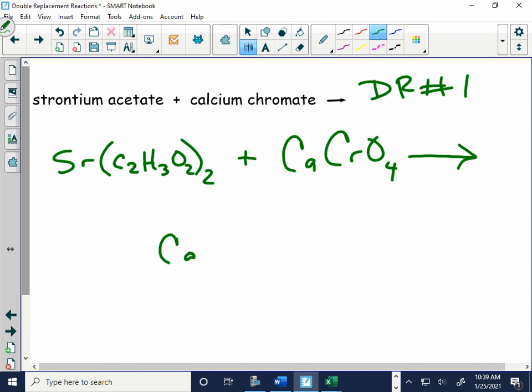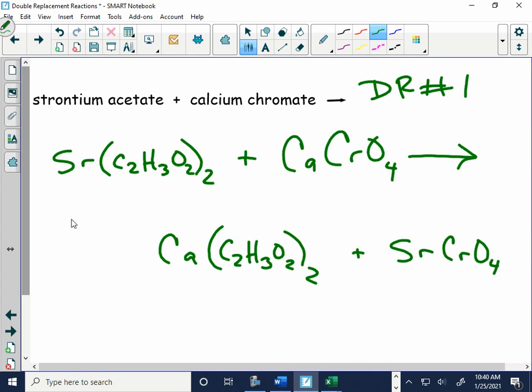So I am going to have calcium acetate. Calcium's a 2+, acetate's a 1-. And I'm also going to have strontium chromate. And strontium's a 2+, chromate's a 2-. So those are my possible products.